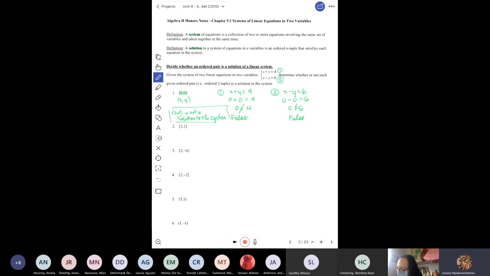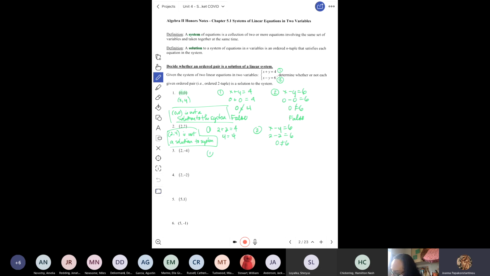Substitute into each equation. So I have equation 1 and equation 2. So I'd have 2 plus 2. Oh, it works in this one. We're getting excited, but we're not completely satisfied because it has to satisfy both. Oh, what happened? It doesn't satisfy this one. So therefore, the point 2, 4 is not a solution to the system. And again, it has to satisfy any and all equations in the system. Now let's go ahead and do the next one.